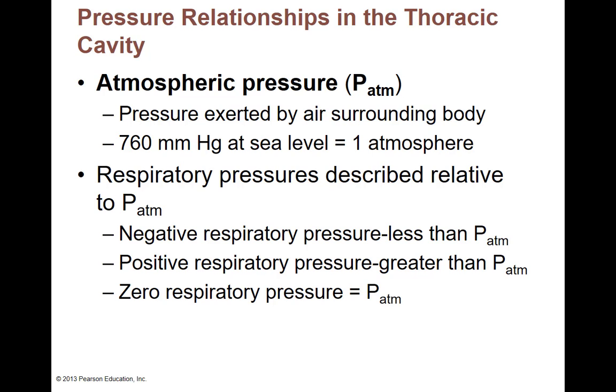Zero respiratory pressure just means it's the exact same. It is equal to 760 millimeters of mercury. It's equal to the atmospheric pressure around us. Zero respiratory pressure doesn't mean there's no respiratory pressure whatsoever, because there is still pressure in the air around us. It just means it's equal to it. There's no difference.